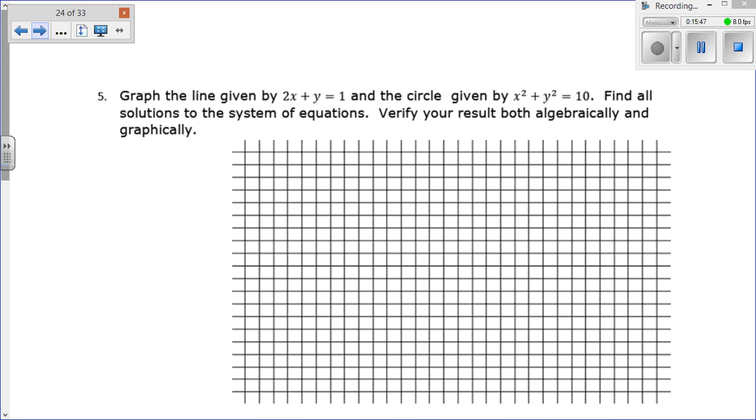Graph the line given by 2x plus y equals 1 and the circle given by x squared plus y squared equals 10. Find all the solutions to the system of equations. Verify your results both algebraically and graphically again. This one, this will be y equals negative 2x plus 1. That is negative 2.